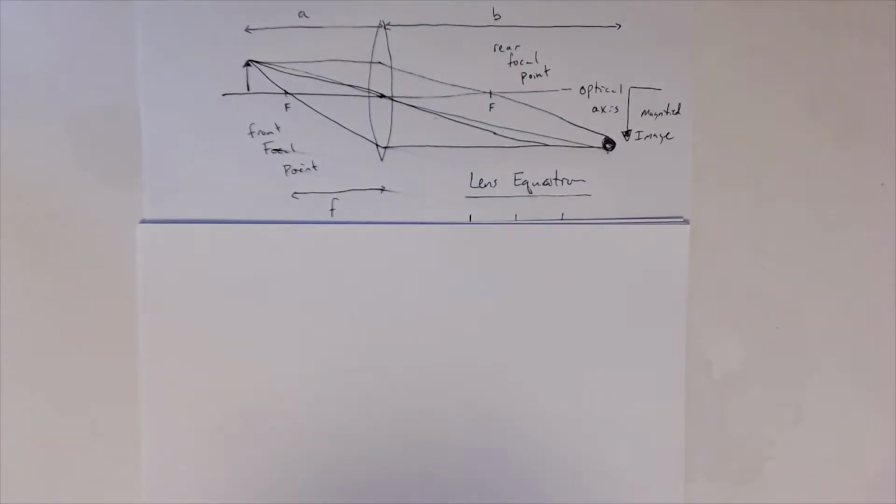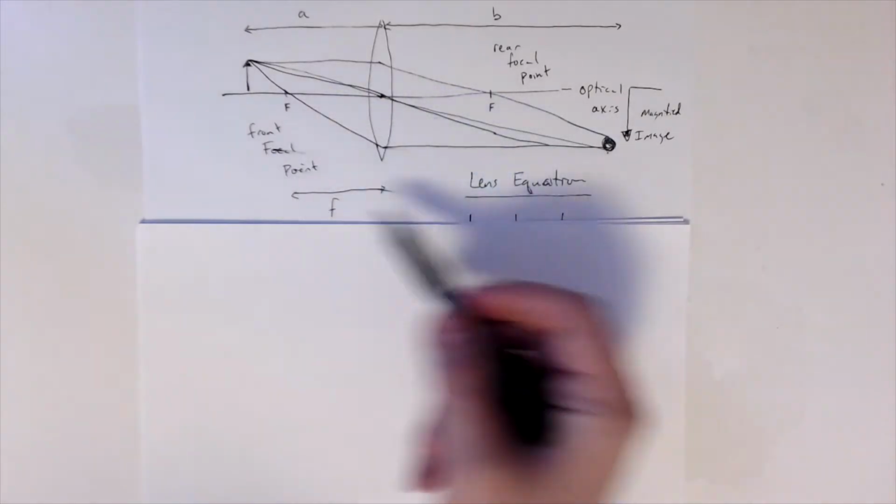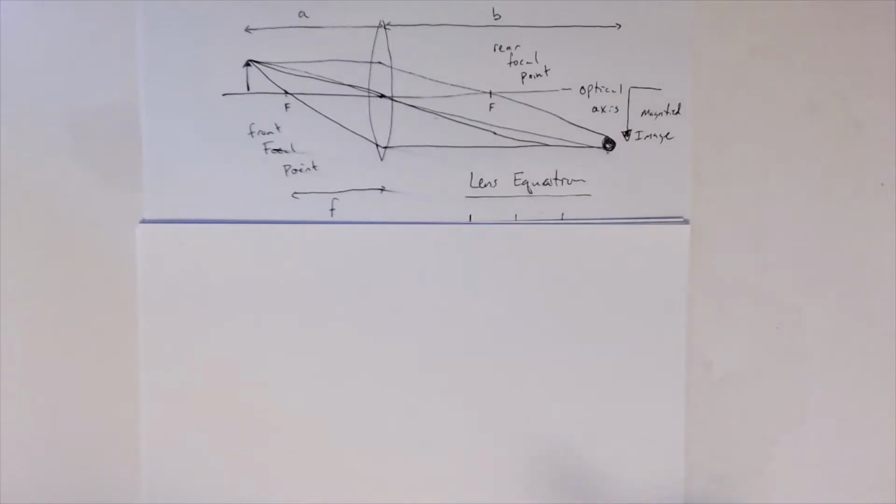Okay, in this module, we're going to continue talking about simple lenses, but we're going to look at different arrangements of the object, lens, and image to see what effect that has on the resulting image. And so I've left the simple diagram up here of our lens so that we can look at different arrangements.